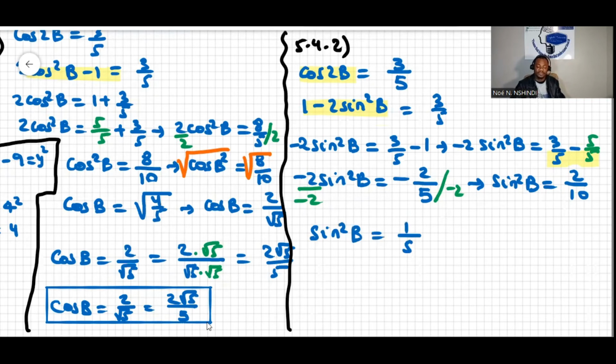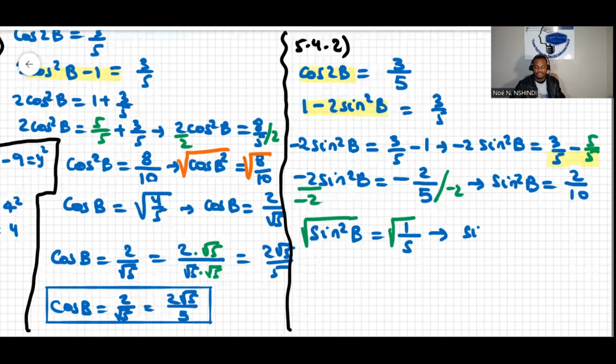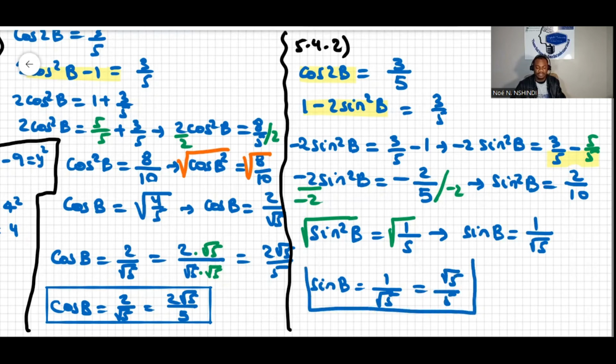So if I need to find the value of sine, then I'll just square root both sides, square root here, square root there, and then this will become sine of b will be equal to 1 over square root of 5. So we can write sine b equal to 1 over square root 5, or we can also rationalize this one. It's going to be root 5 over 5. So this is the answer of sine b.